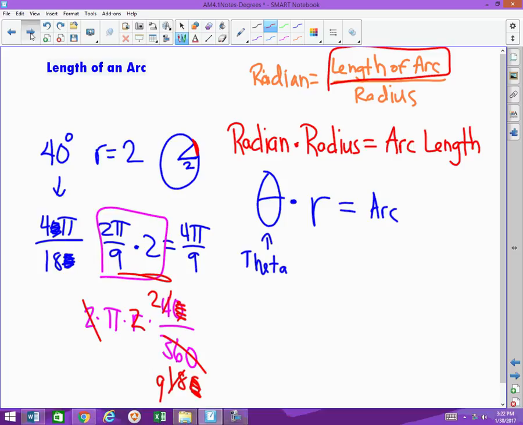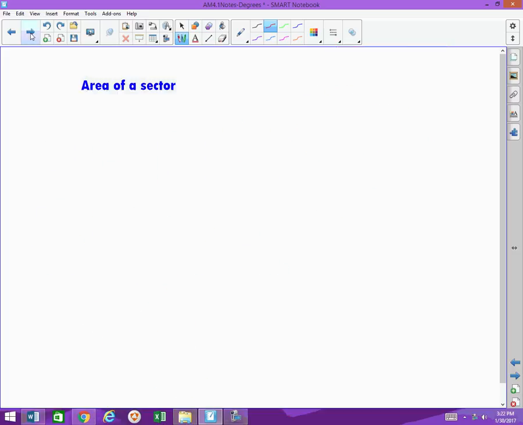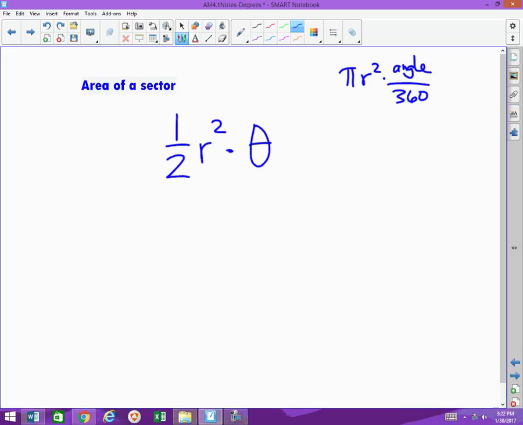And finally, the area of a sector. In the area of a sector, you would have 1/2 r squared times theta is the way that you figure it out. Now it's pi r squared times the angle over 360. That's the same as this right here.